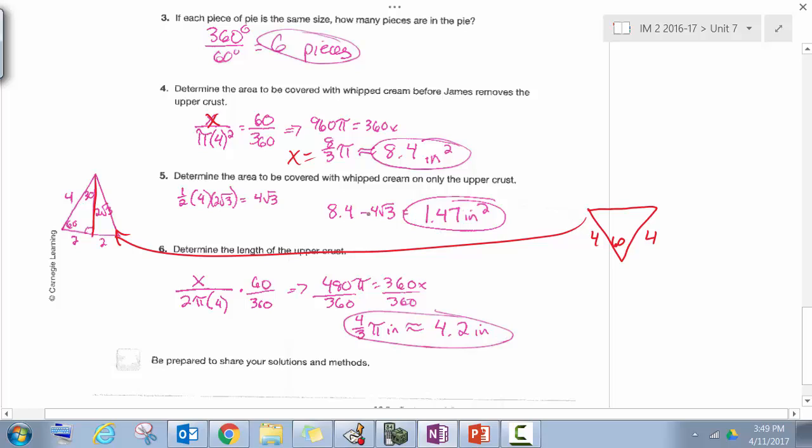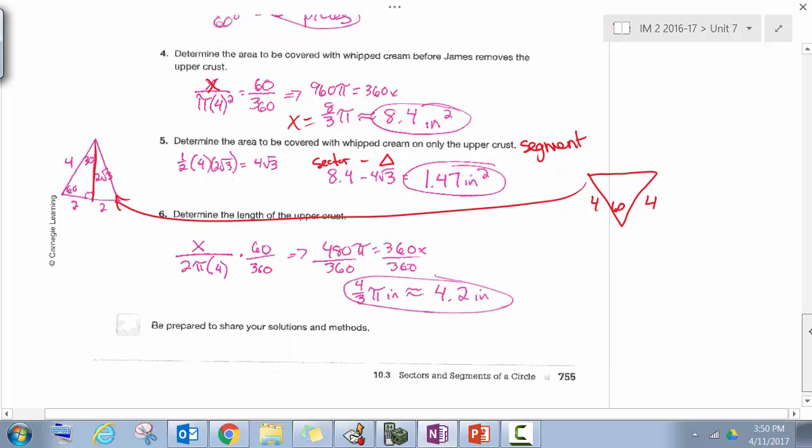So we're finding the area of a segment here, so we take the area of the sector and subtract off the triangle, and that's what we're doing. So the area of the sector is 8.4, area of the triangle is 4 root 3, we subtract it, we get 1.47 inches squared. So very little that he's losing.